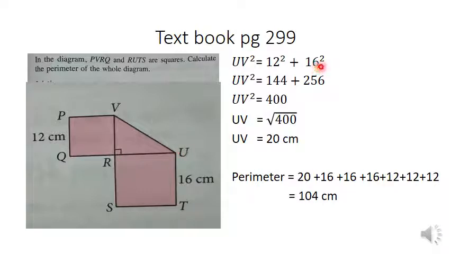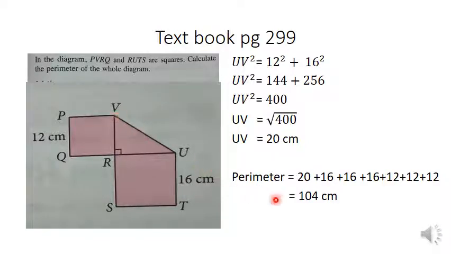Okay, now you find the answer. UV square, you bring down. 12 square, 12 times 12, 144. 16 square, 256. And then you find the answer, 144 plus 256, 400. But this one is UV square. You want to find UV, you put square root. Square root of 400, so you get 20. UV is 20 cm. So this side is 20 cm.